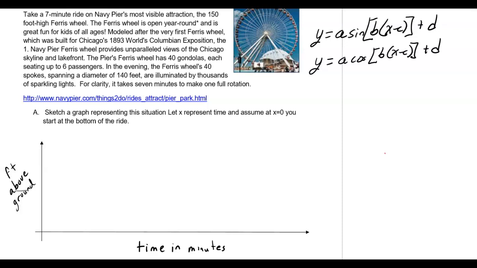So if you pause the screen and read this problem, you'll notice that it says it takes 7 minutes to make a complete revolution. Actually, it says that twice. That indicates that the period is 7 minutes. So we know that the period is equal to 7 minutes. So a full ride takes 7 minutes.